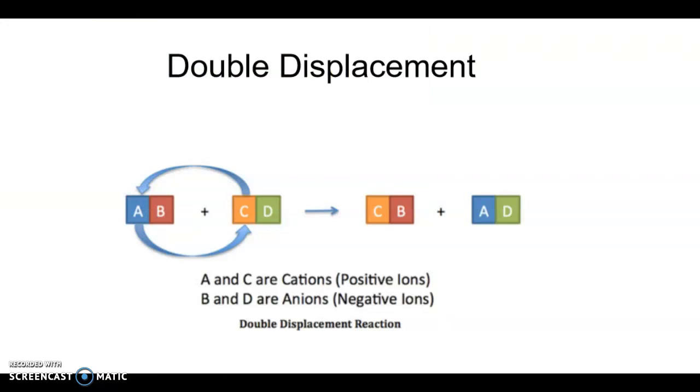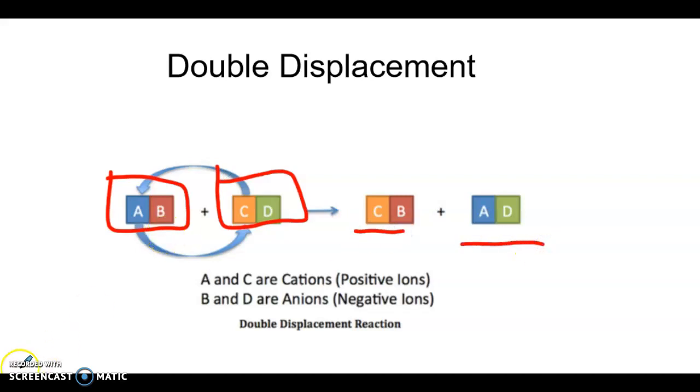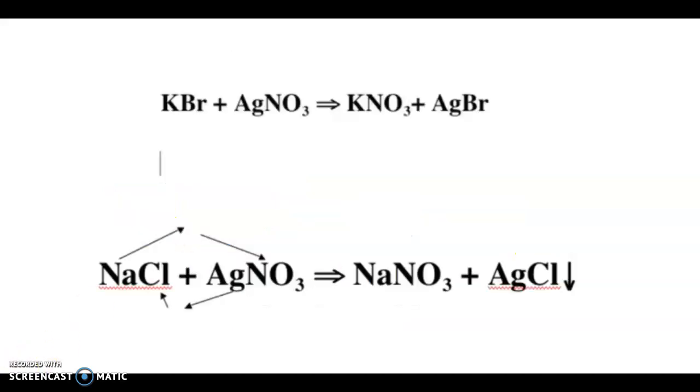Next type of reaction we can have is double displacement. This is where you have two compounds together, so you're not going to have any elements that are on their own. We have AB as a compound, CD is also a compound, and A and C are just going to switch places. And then when that happens, C and B will bond together and A and D will bond together. So a couple of examples of what this looks like.